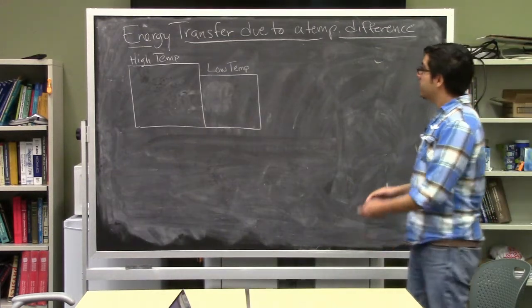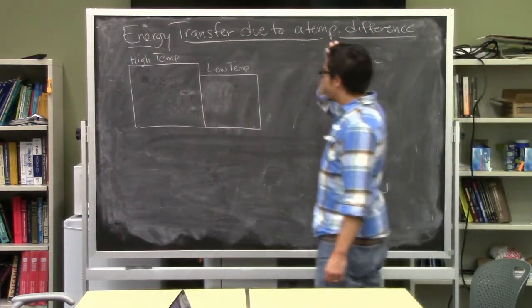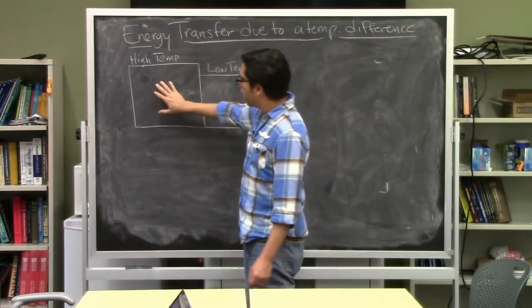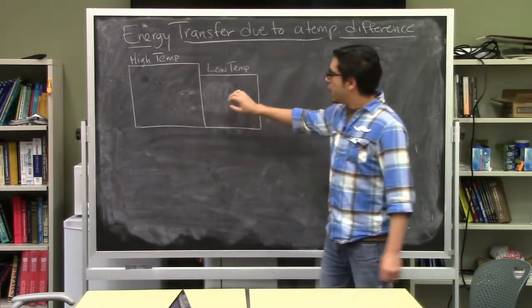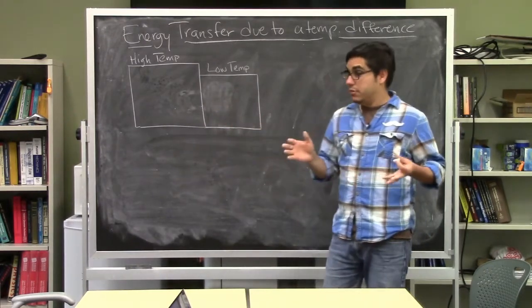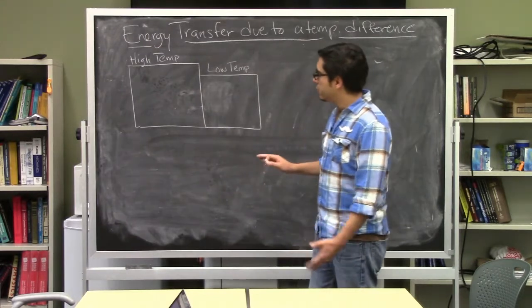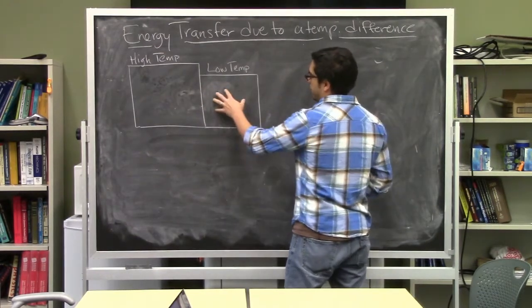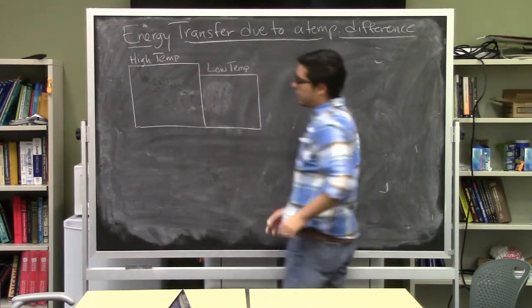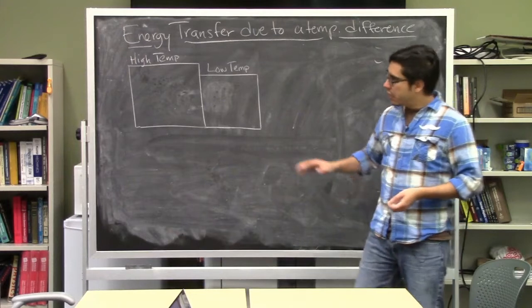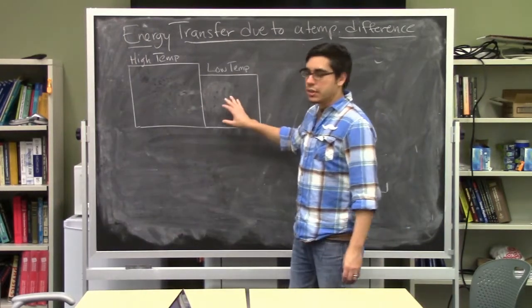All right, in this video, I'm going to talk a little bit about how energy transfers due to a temperature difference. So here I have two blocks. One is at a high temperature, and the other block is at a low temperature. And based on your experience in the world, you know that there is going to be a situation where the low temperature block becomes warmer and the high temperature block becomes cooler because they are in contact with each other. And so the idea here is, how does that actually happen?